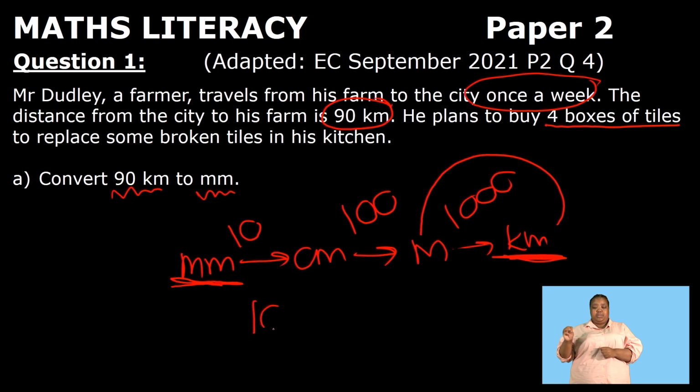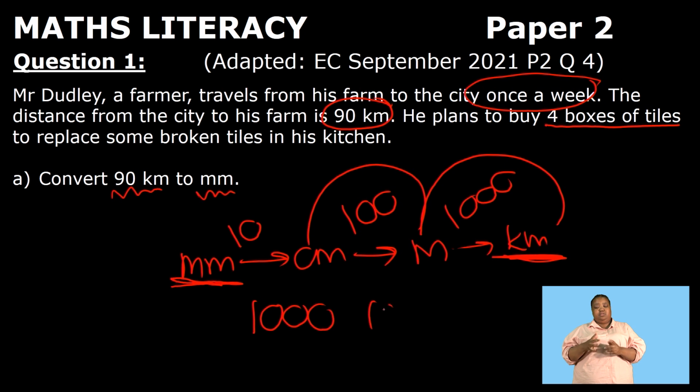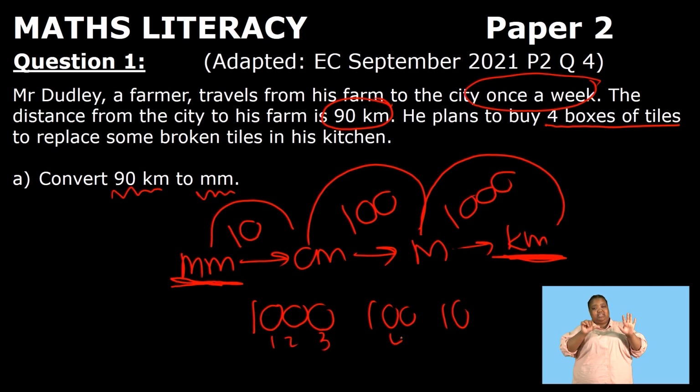That is 1,000 and 100 and then 10. So we can see that we are working with 1, 2, 3, 4, 5, 6 zeros. So our conversion factor is going to be 1,000,000. But now we need to decide, are we going to multiply or are we going to divide?